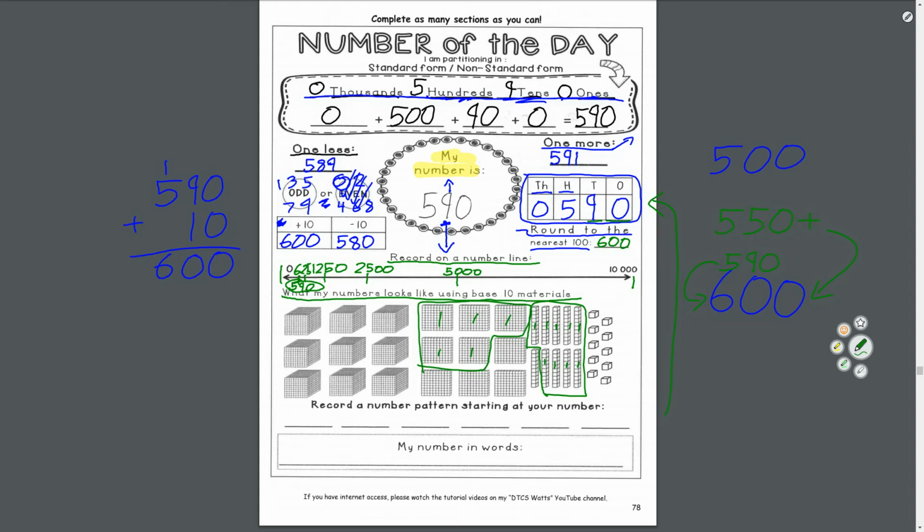Okay. And record a number pattern starting at your number. So we start at 590. And how about we go down by 10? So 590, 580, 570, 560, 550, and 540. My number in words, 590.